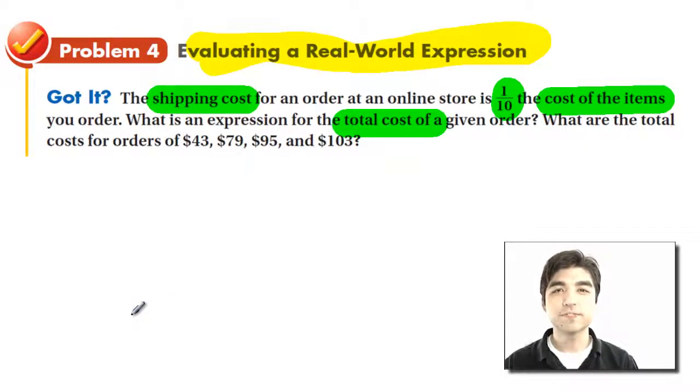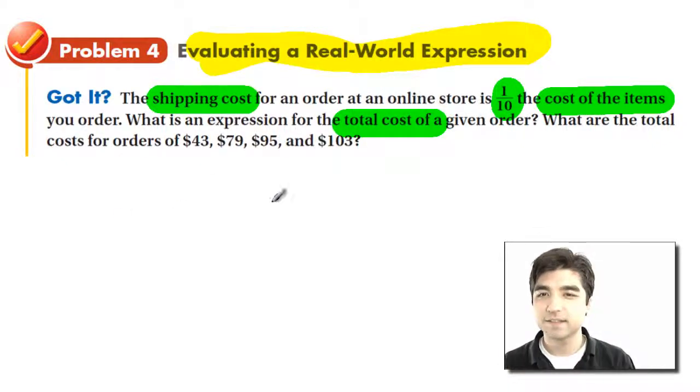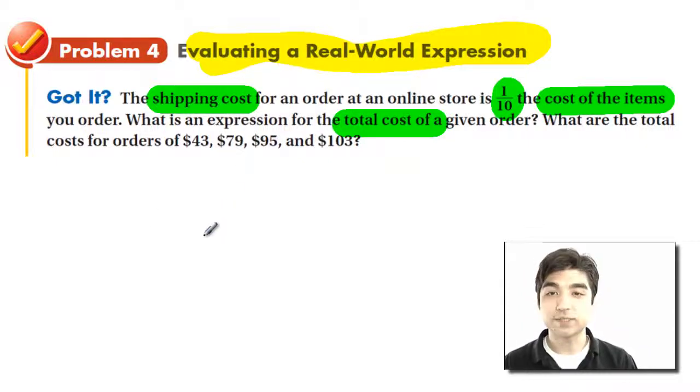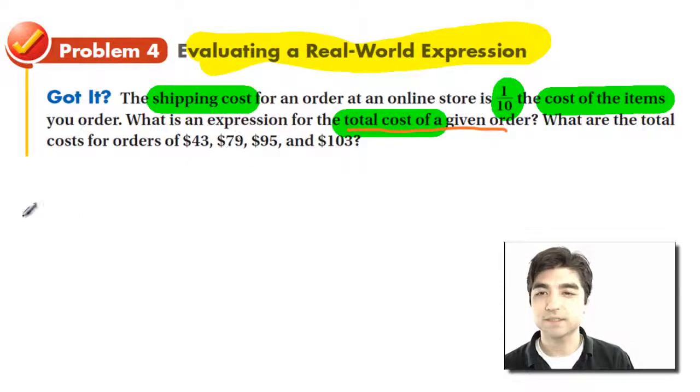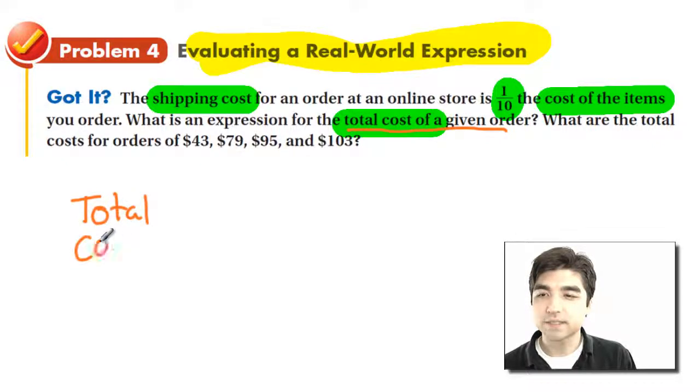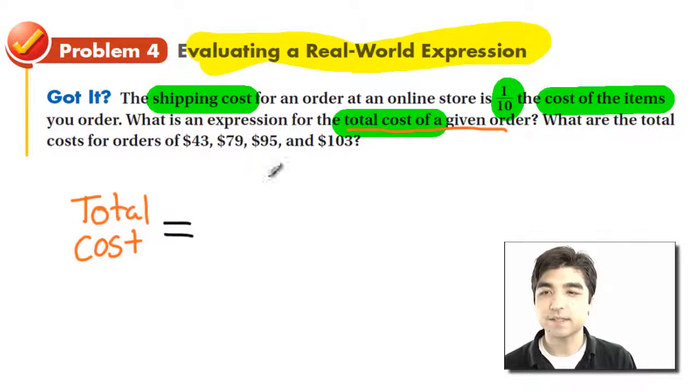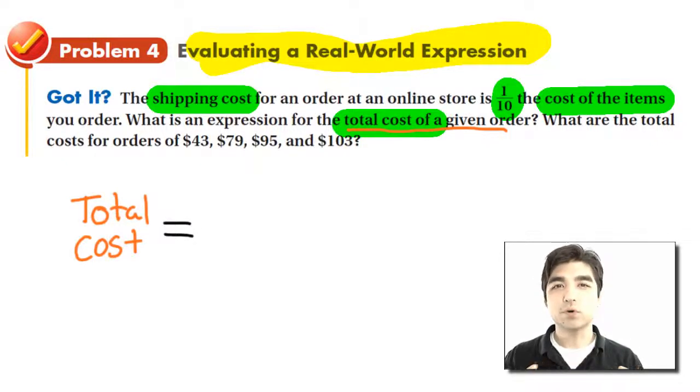Okay, so the first thing that we should do is write it out as a sentence. I like starting with my total. So what is the total thing that we're looking for? We're looking for the total cost. So total cost, and then that's going to equal something. So what's the total cost that you would pay for this order?